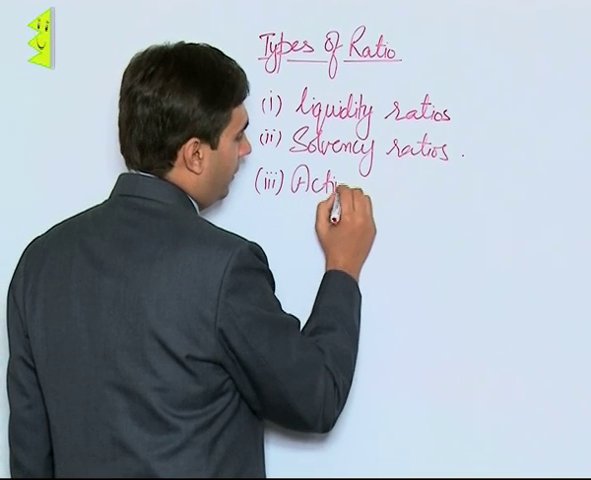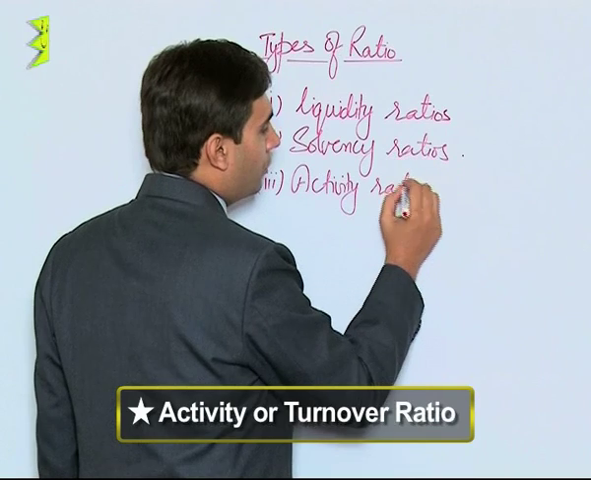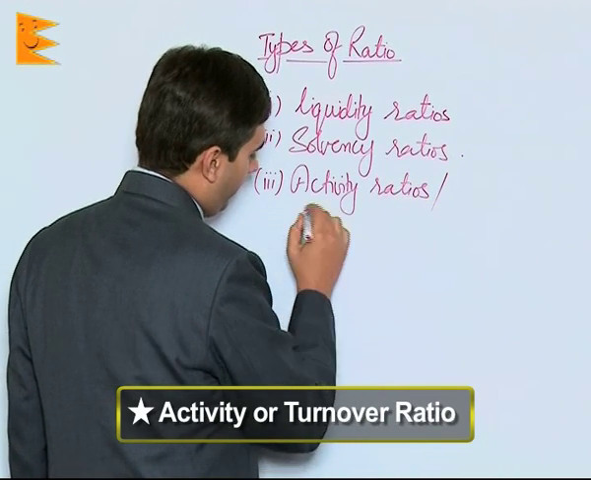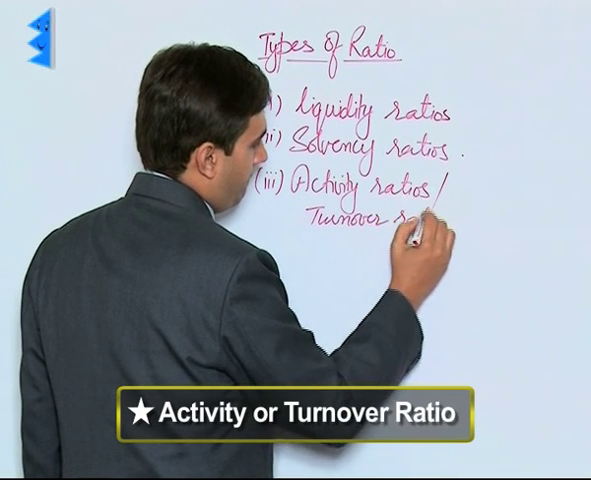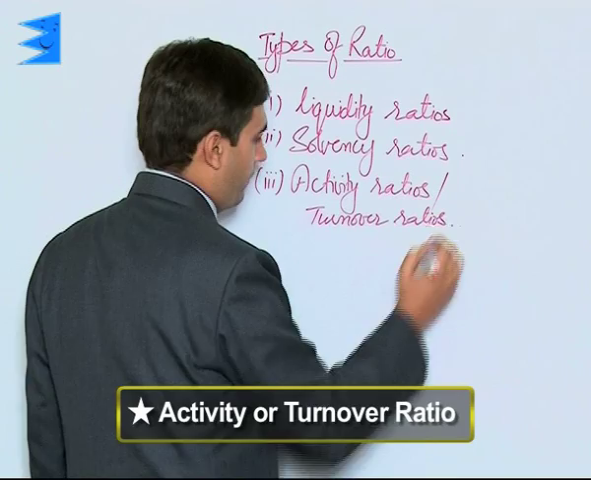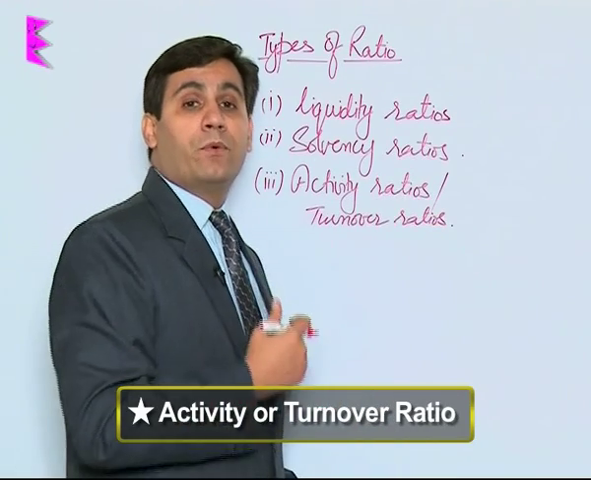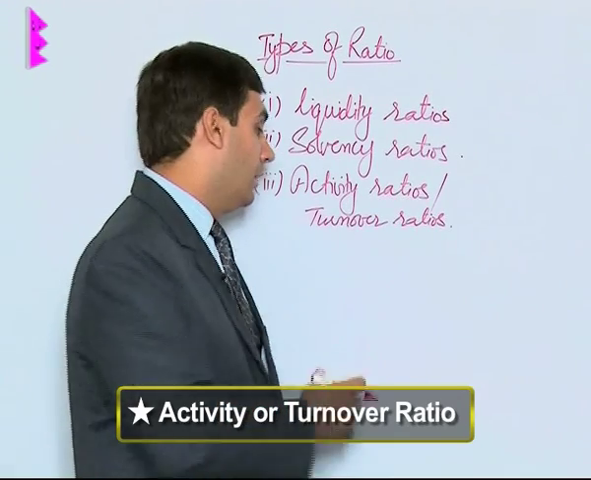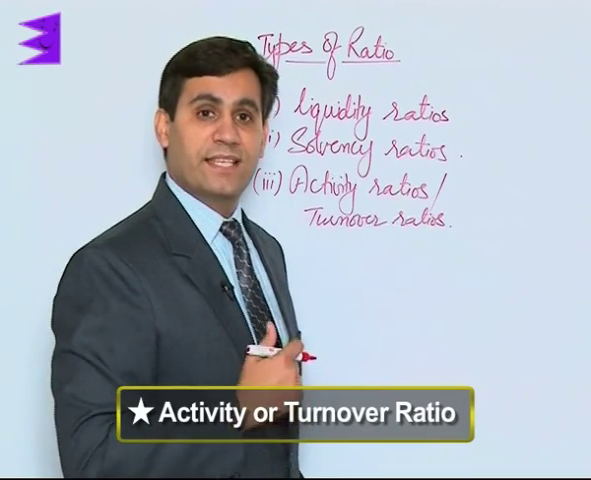Then we have activity ratios. They are also called as turnover ratios. Now, what are activity ratios? They comment upon the efficiency of the business in managing their assets. They are also called as turnover ratios because they are generally based on sales.